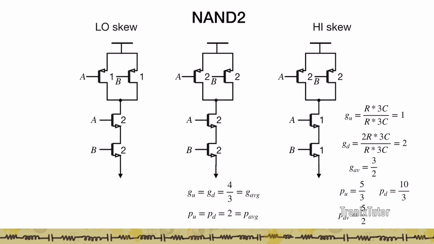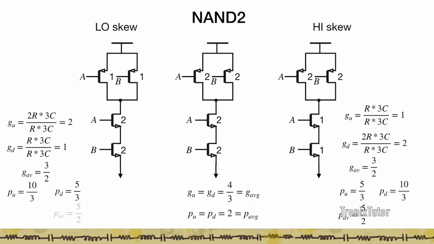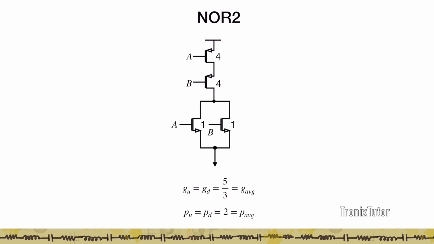If you look at the low skew on the other hand, where I'm going to slow down the rising transition of the output, I essentially have the logical effort for the pull up to be 2, the logical effort for the pull down to be 1. Again for pull down it looks just like an inverter. And so again here the average logical effort is 3/2. If I look at the parasitic delays, I'm going to have a switch of the previous case. So my pull up has a longer parasitic delay, the pull down has a shorter parasitic delay, and the average parasitic delay of this gate is 5/2. Let's look at the NOR2 gate.